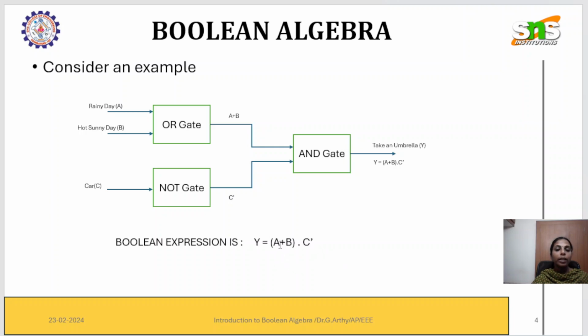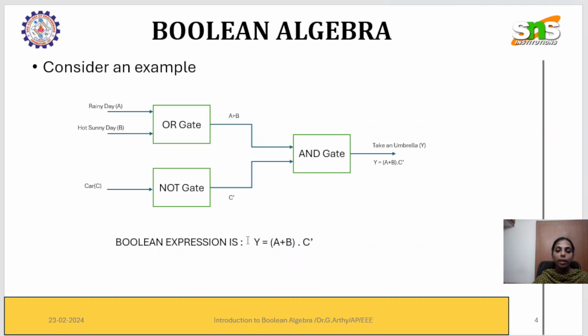That is (a + b), where plus means an OR gate. If any one of the conditions is true, we'll be getting the output. So if it is rainy or if it is a hot sunny day, then we'll be getting the output, right? And this is ANDed with C NOT. C NOT means I do not need to take an umbrella if I am traveling by a car, right? Because of that, we are using a NOT gate here.